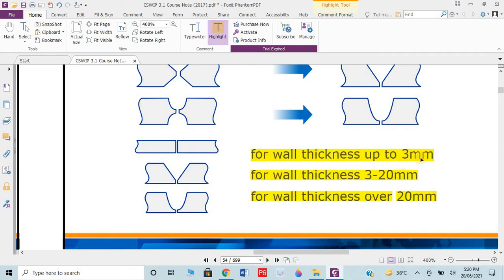If the wall thickness of the joint is up to 3 mm, then square joint. If 3 to 20, then V joint. If over 20, then U joint.